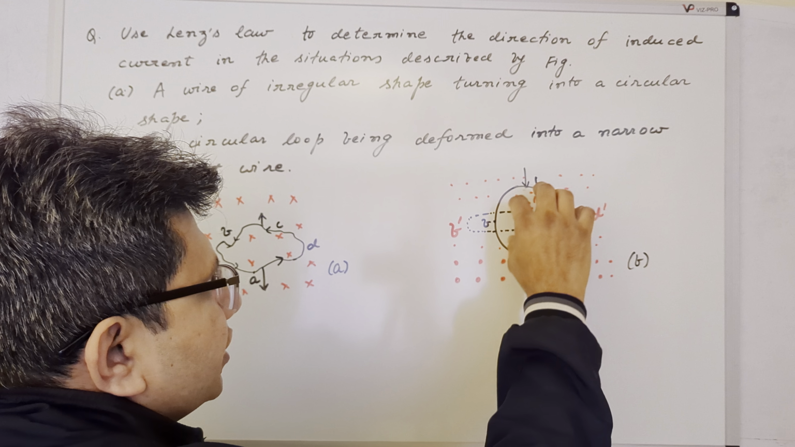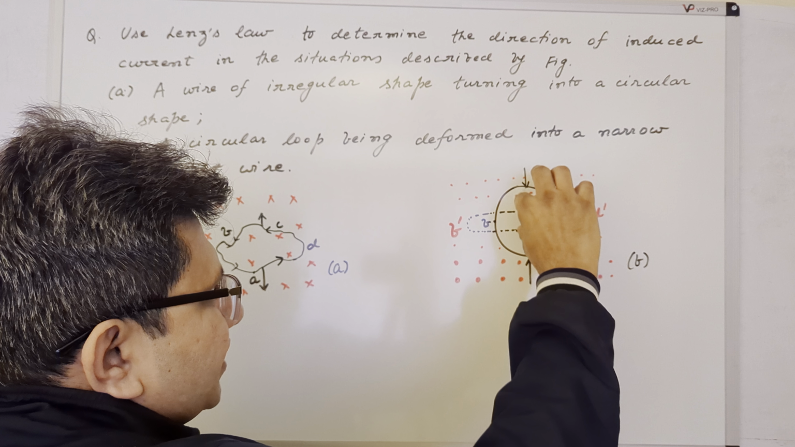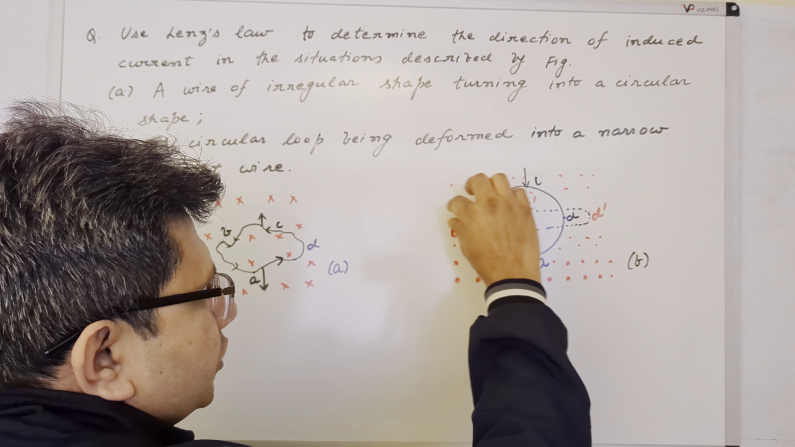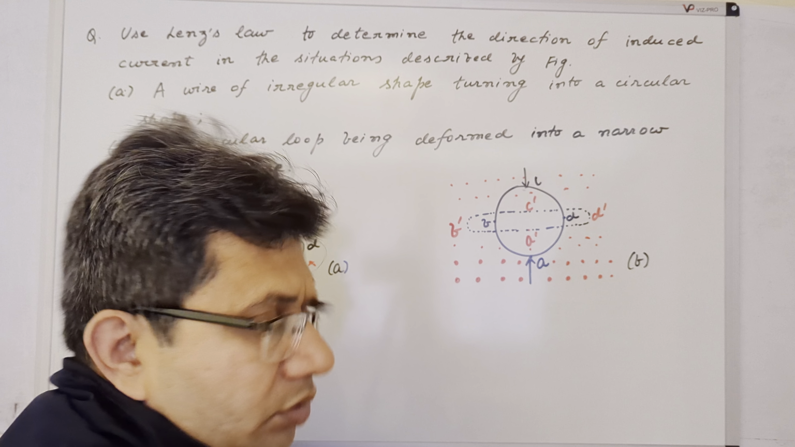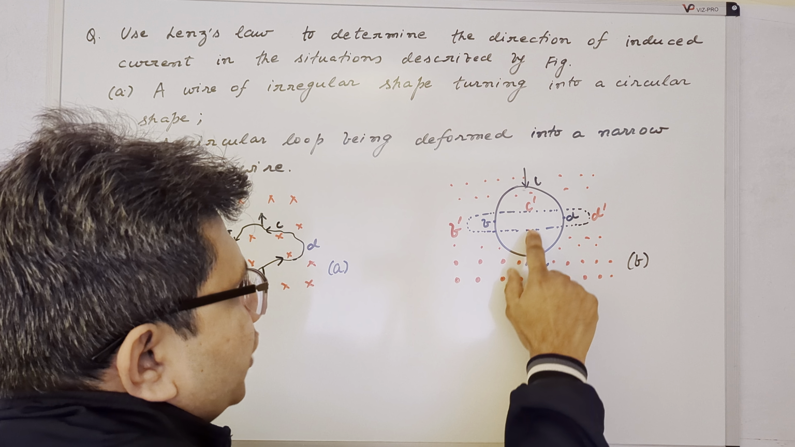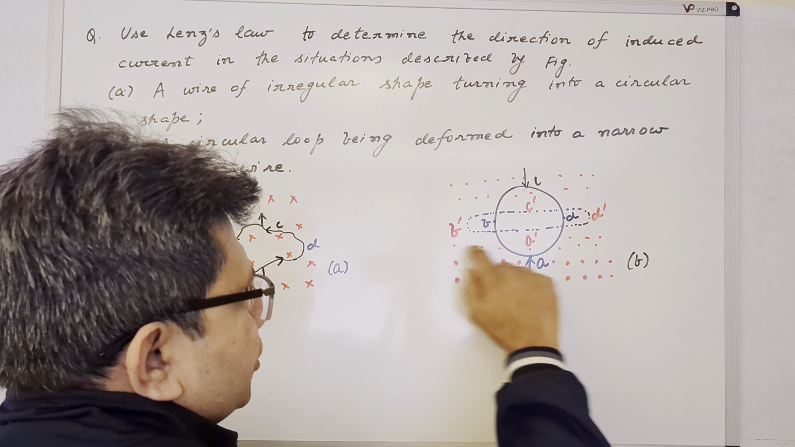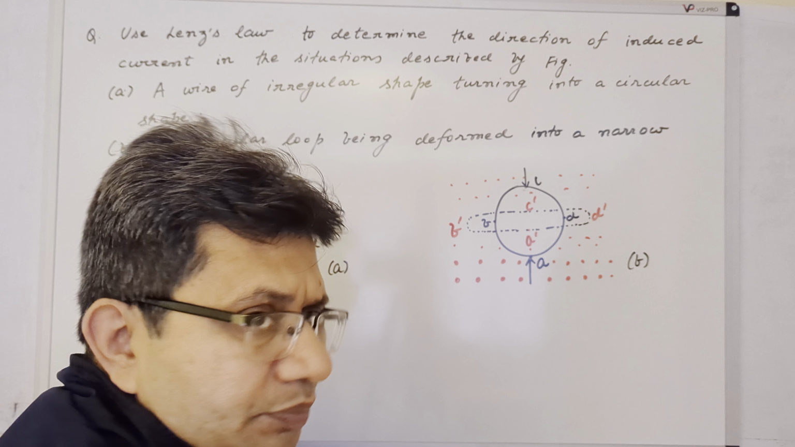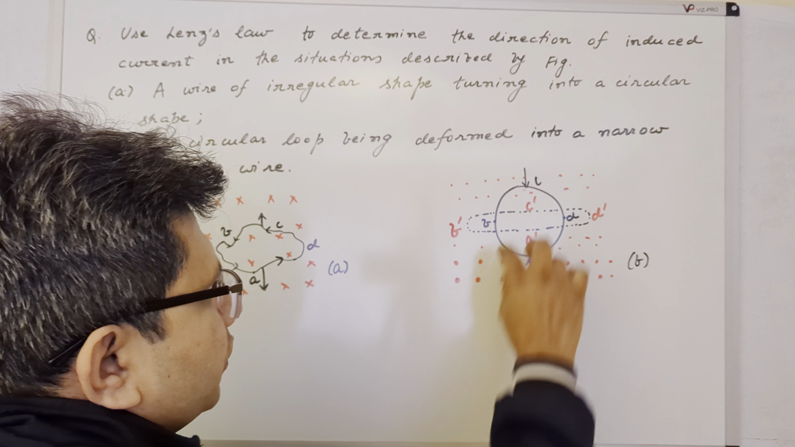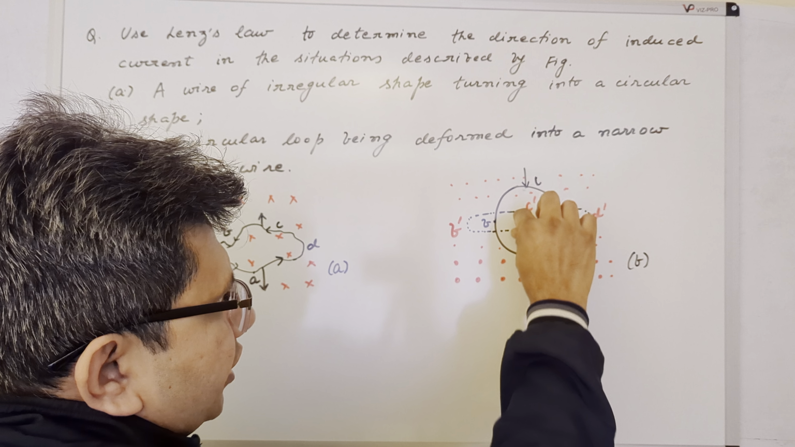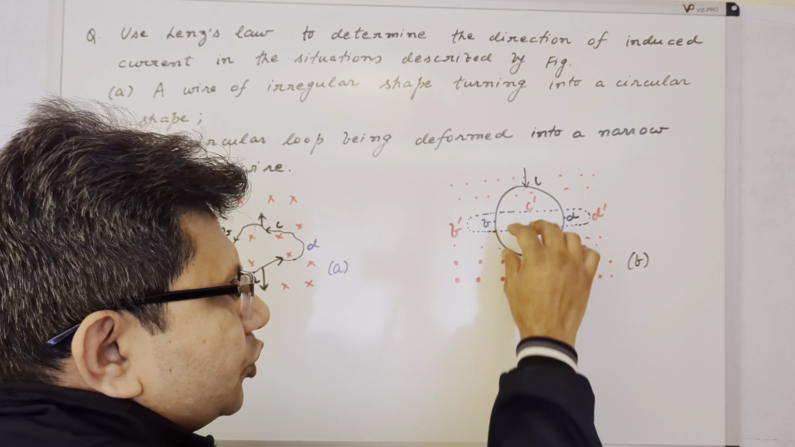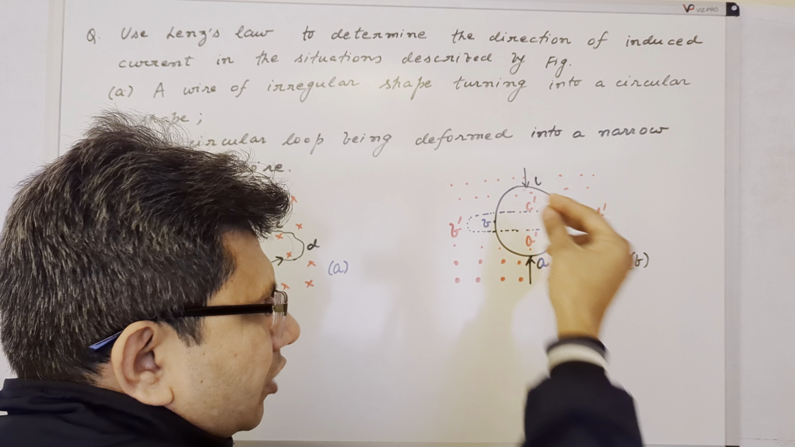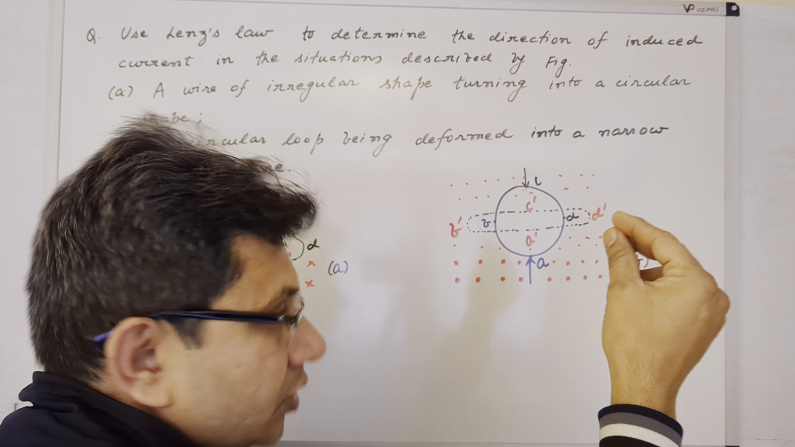Now what we are doing is we are basically compressing this wire. We are compressing this wire to make it a narrow or thin wire like this. So A dash, B dash, C dash, D dash. We are creating it like this and continuously reducing this area. It means that we are reducing the magnetic field which is coming out from this section of this wire.